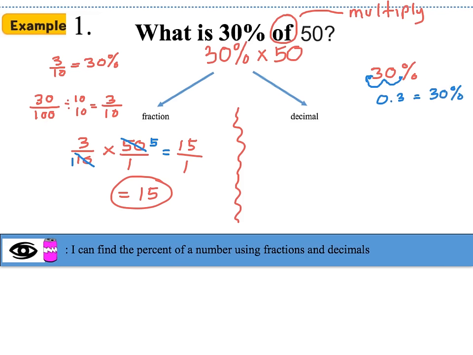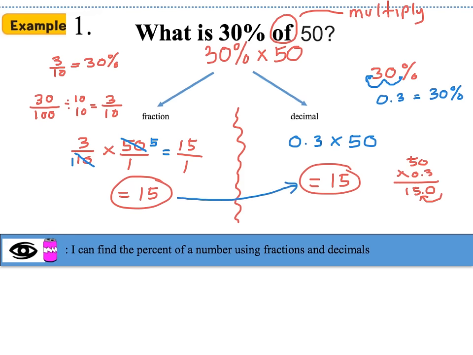So I can write this. 3/10 times 50. So after doing the math, I get 15 as my answer. Notice that I got 15 for doing this problem 2 different ways. So I know that 15 is 30% of 50.